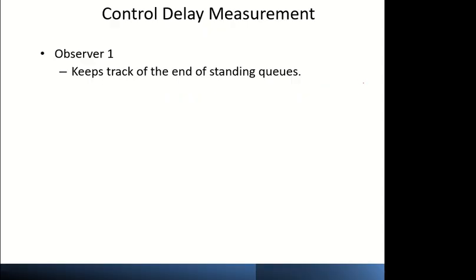Then we have two observers, right? So observer 1 is doing what? Observer 1 is taking count of the queues. How many vehicles are in the queue? He is counting periodically. After every few seconds you give him a time, this is your time interval, and after this time interval he will count how many vehicles are in the queue. This time interval is repetitive. So let's say if it is 10 seconds, after every 10 seconds he will look at the approach and count the number of vehicles in the queue. This is his main job.